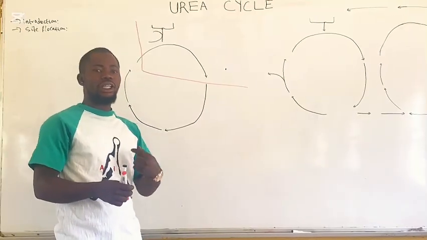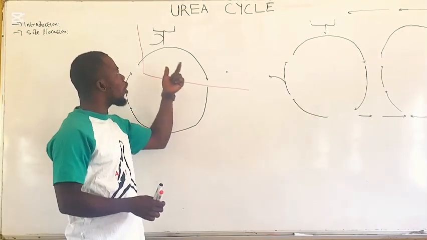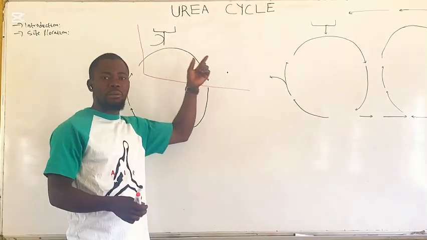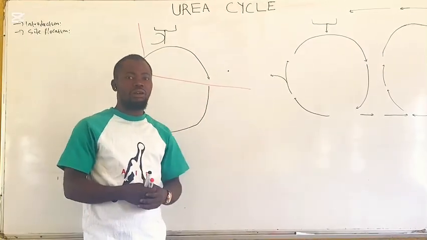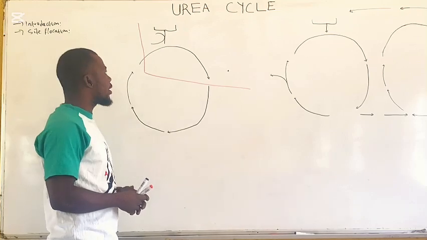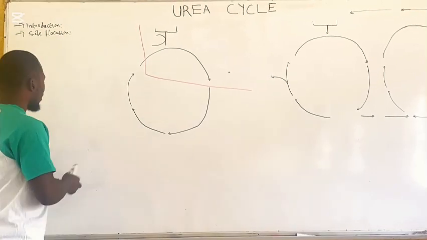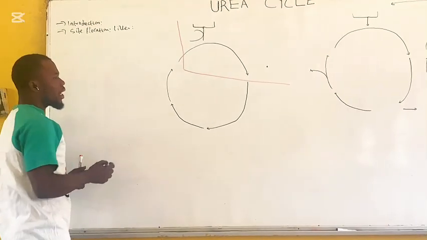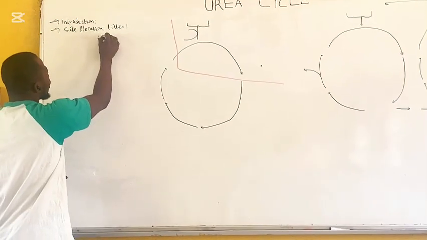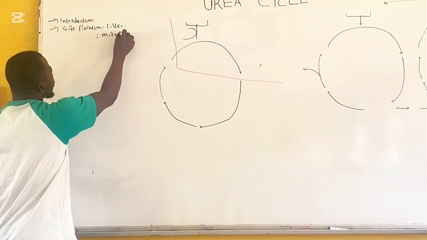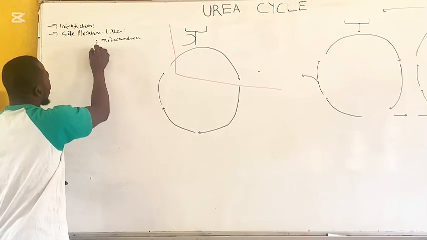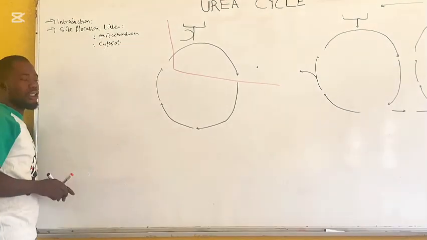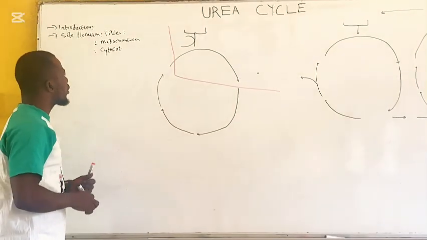For example, the kidney can undergo the urea cycle up to the fourth step, but due to the lack of the enzyme arginase, urea cannot be synthesized. So the location of the urea cycle is in the liver. And we said it is compartmentalized. It partly occurs in the mitochondria and partly occurs in the cytosol. That is about the location of the urea cycle.